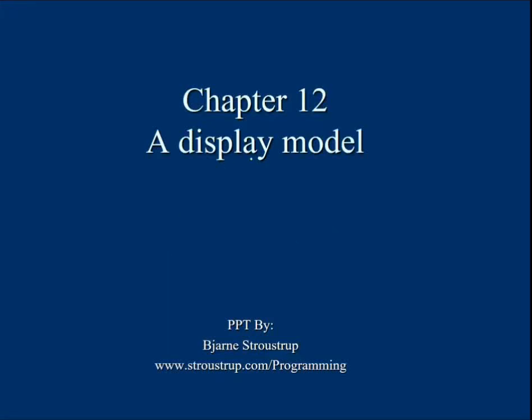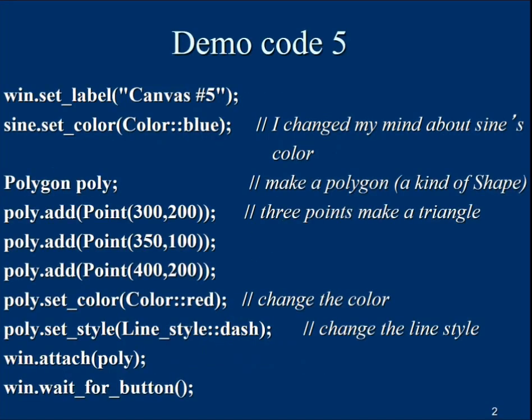So continuing our discussion with the display model in C++, we will see demo code 5. We have already made a sine curve with axis. So let's have a convex number 5 and we set the color to blue, and we want a polygon. We are making a polygon, which is a kind of shape, with 3 points for a triangle.